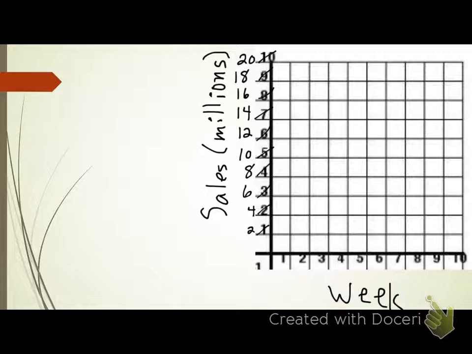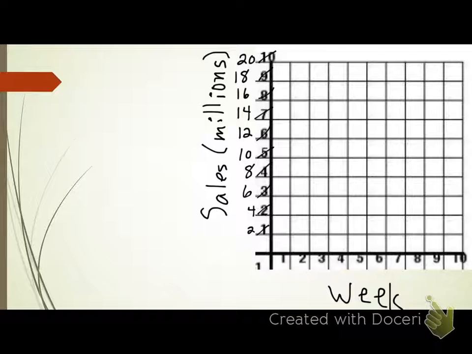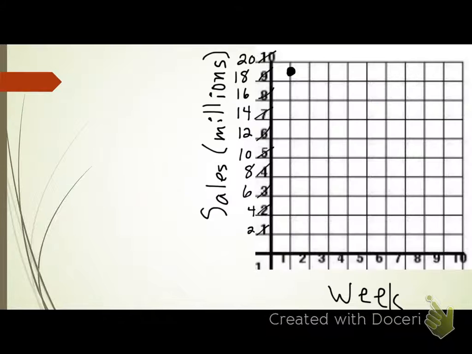Now I'm going to start plotting my ordered pairs. So 1, 19 is going to be my first ordered pair. So I'm going to go right 1 and up 19, which is halfway between 18 and 20. Everyone okay with what I'm doing? It's my next ordered pair. 2, 15. So go right 2, up 15.